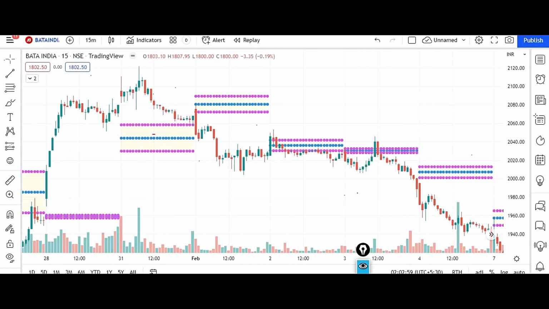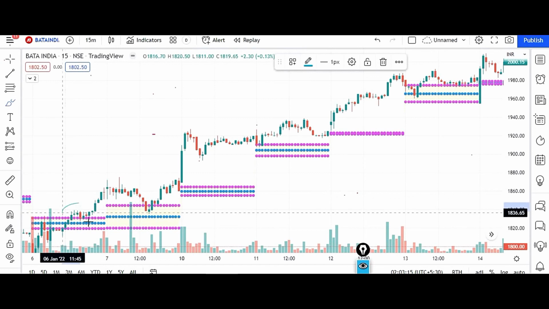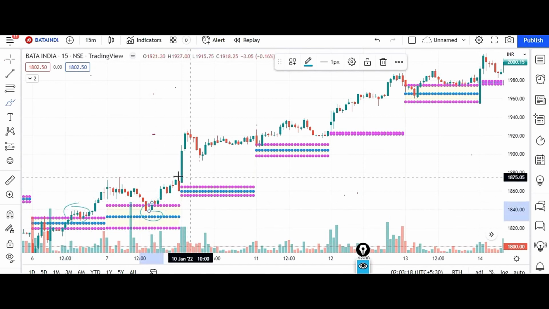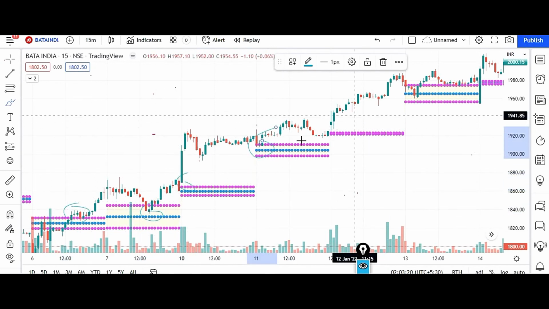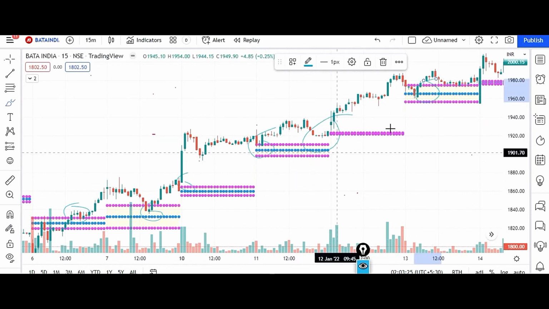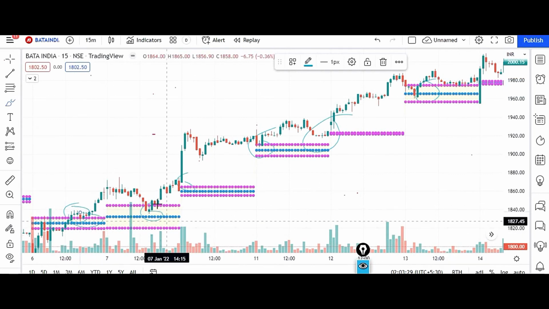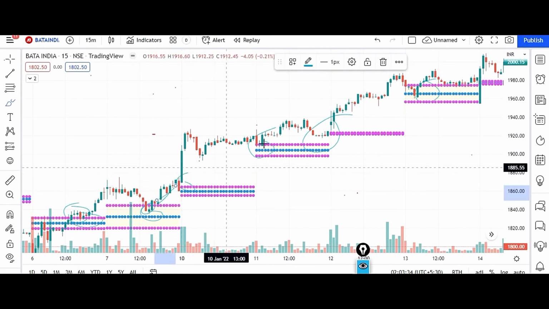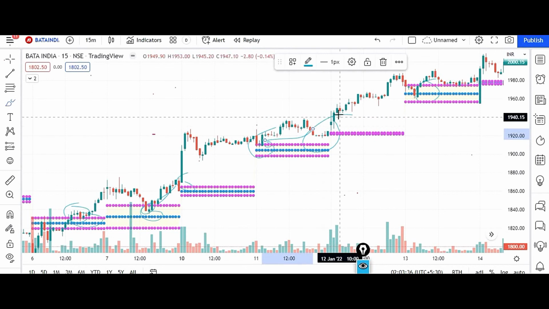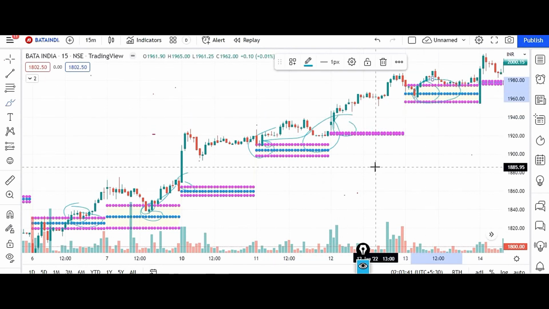See here the uptrend started. You can enter upside here, and here. Stop loss will be below this level. Here you get an entry and make some profit. Again, the next day you can trade and take an entry here. Even if you missed here, you can enter here the next day. So you can trade it, and you will make some profit every day.